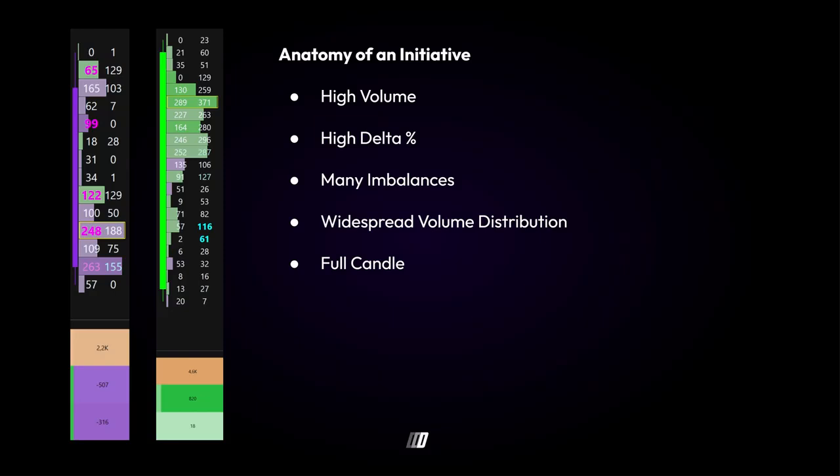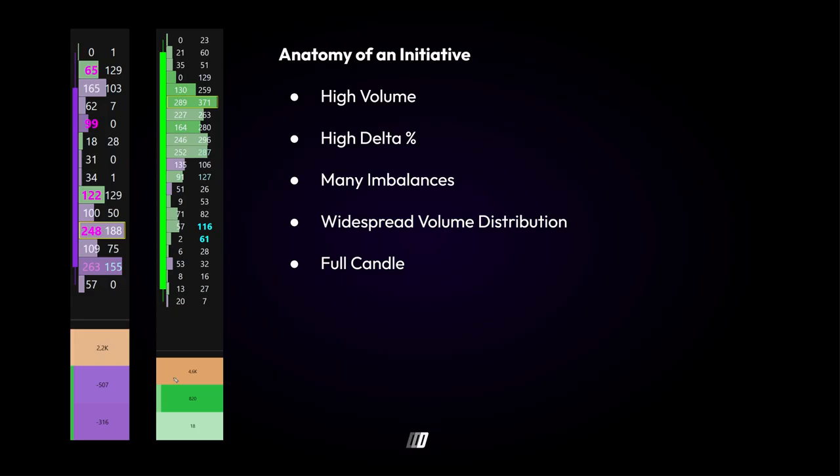So what you would typically see during an initiative candle, and these are both initiative candles, a sell initiative candle and a buy initiative candle, is high volume and high delta percentage, because you want to see mostly aggressive buying or mostly aggressive selling inside of the candle, leading the auction higher or lower. You'll tend to want to see many imbalances, and widespread volume distribution, so not just one big volume cluster, but widespread throughout the whole candle, just like this. And of course, a full candle.